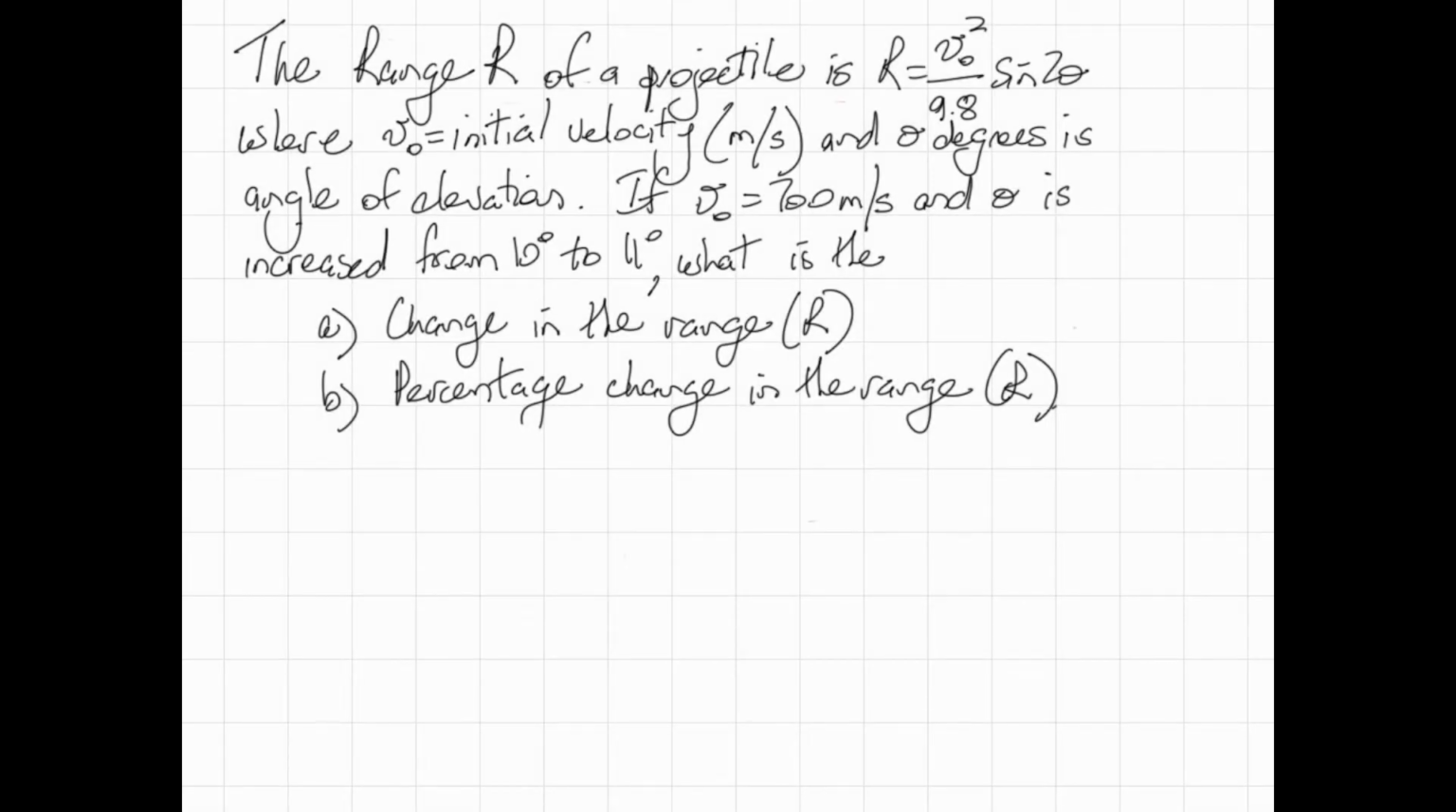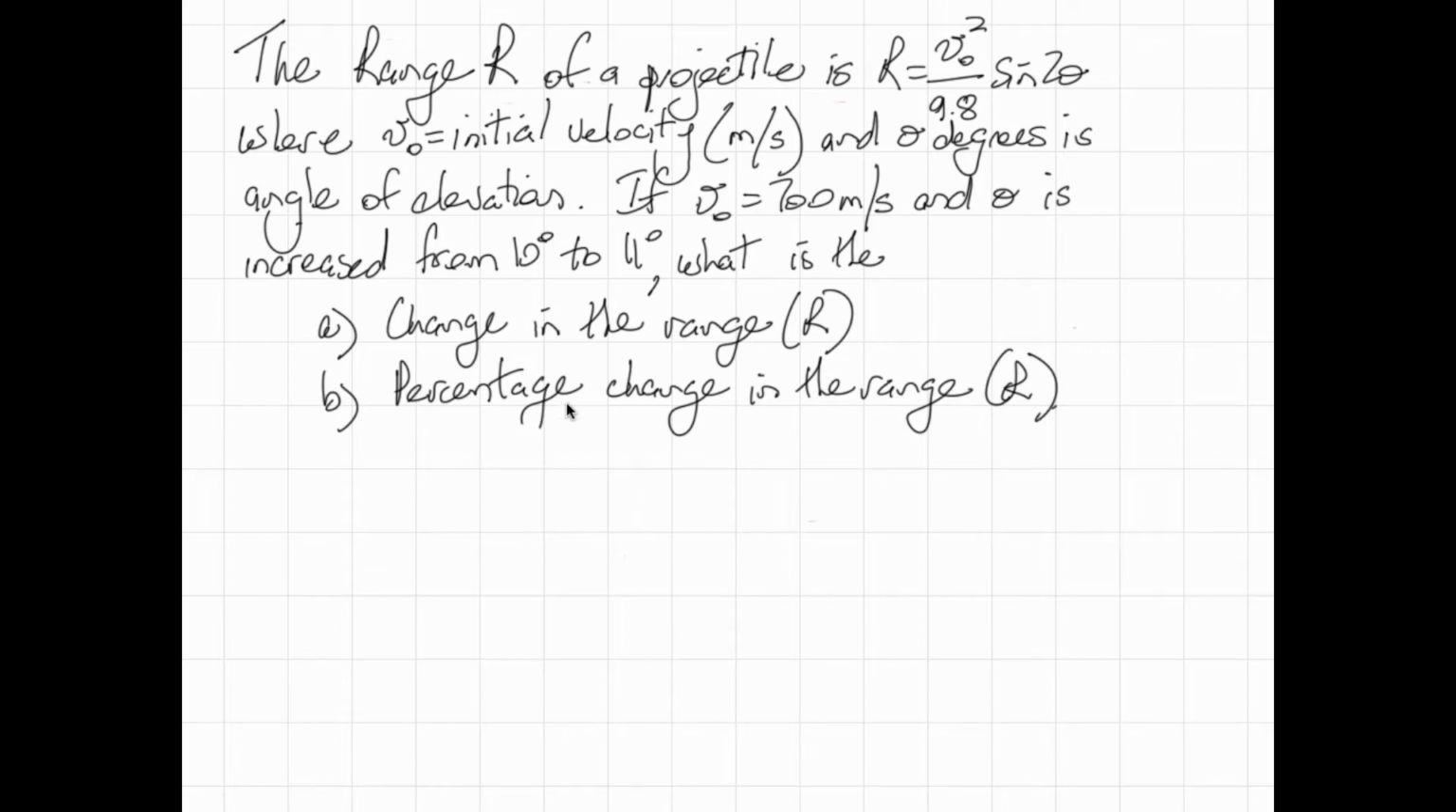Here's an example of the small change formula. We've got the range of a projectile as r equals v0 squared over 9.8, so v0 is the initial velocity, so it's initial velocity squared divided by gravity times the sine of 2 theta. We're told that the initial velocity is 700 meters per second, and that theta is increased from 10 degrees to 11 degrees, and we're asked to find the change in the range and then the percentage change in the range.